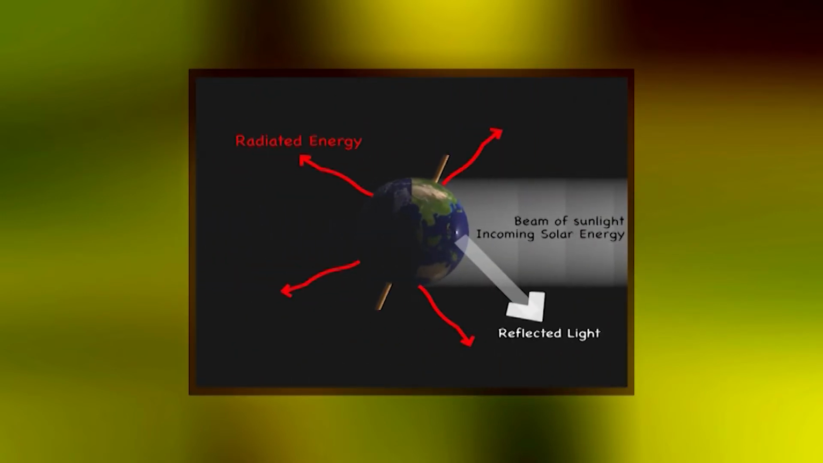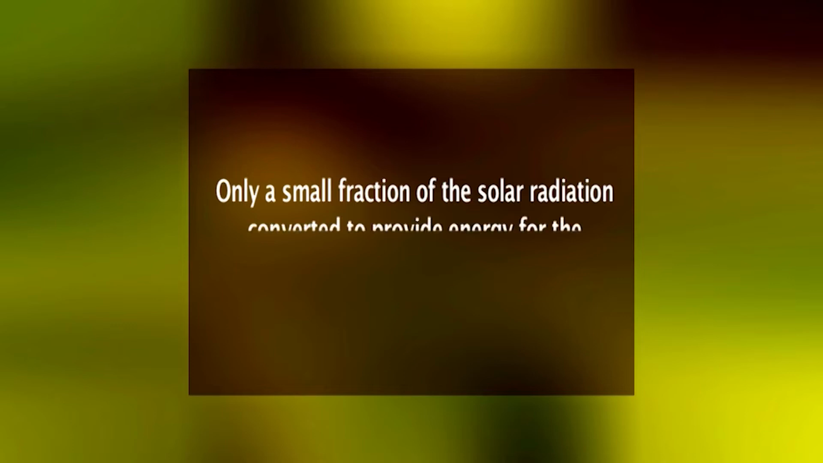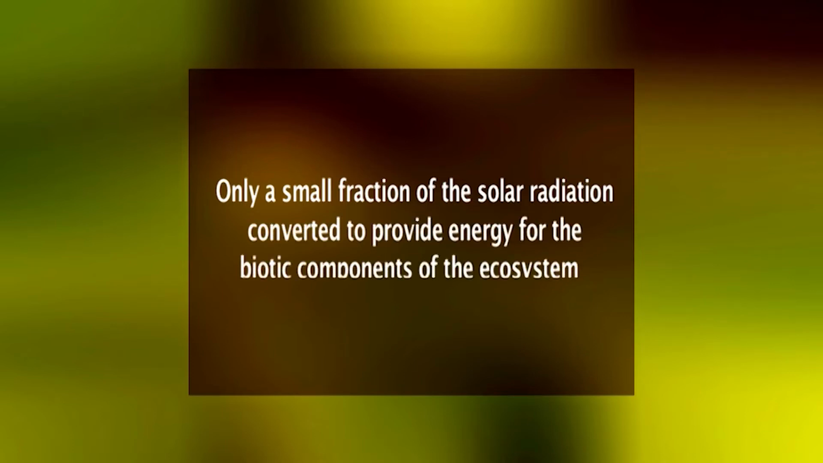Organisms at or near the surface of Earth are immersed in a radiation environment consisting of solar radiation and long-wave thermal radiation flux from nearby surfaces. Both contribute to the climatic environment, but only a small fraction of the solar radiation can be converted to provide energy for the biotic components of the ecosystem.